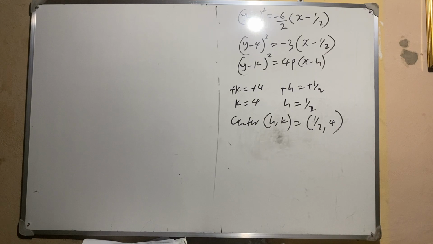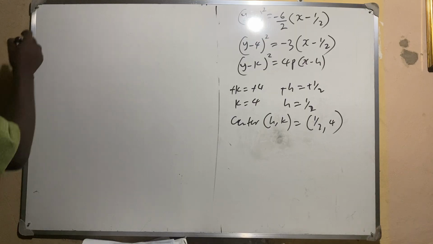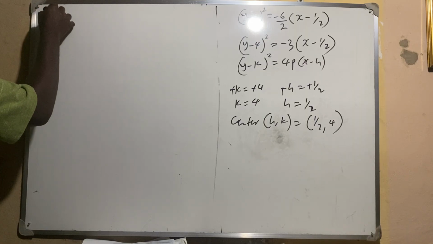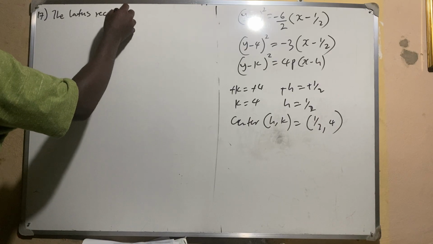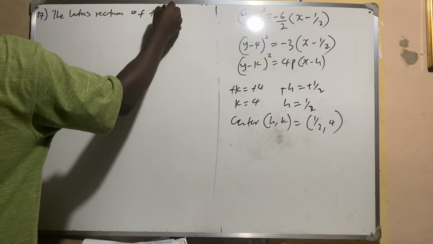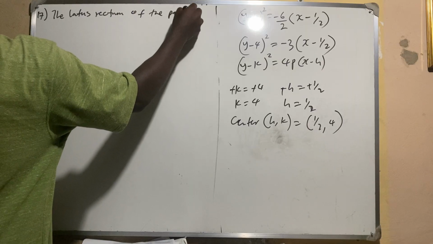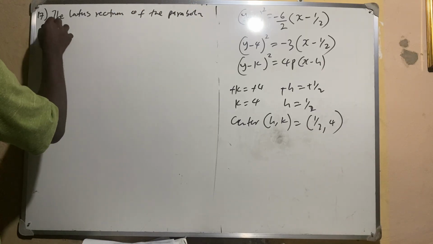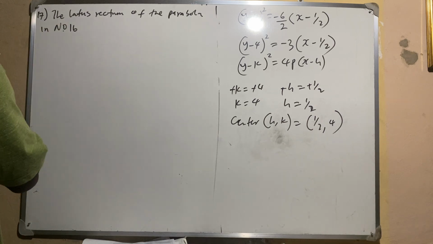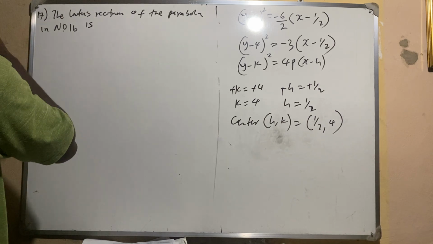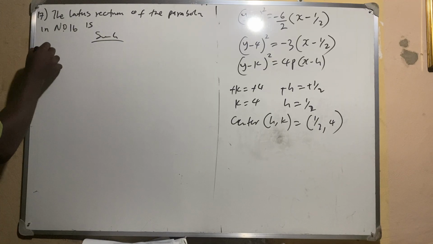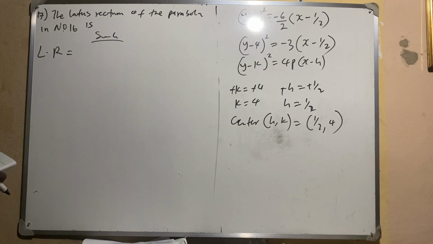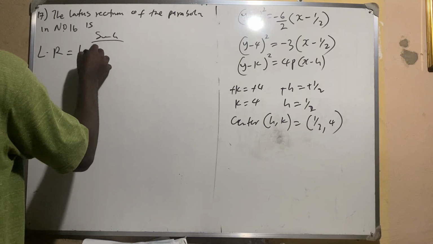is question number 17. Question number 17 said the latus rectum of the parabola in number 16 is dash. Solution. Now, the latus rectum of a parabola is the absolute value of 4p.